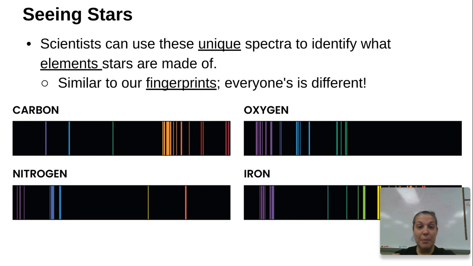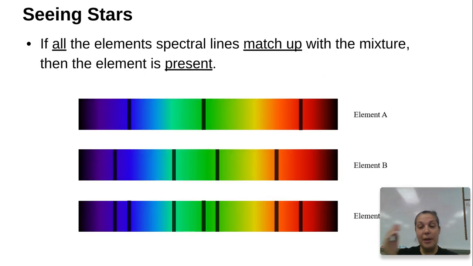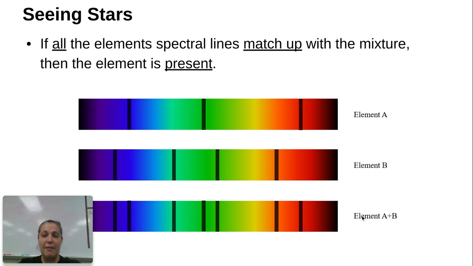So carbon and oxygen, we can see they are very different. Iron has some similar parts of oxygen. They have some similar colors, but they don't have all the same. Everything is unique. All right, so how do we do this? Well, if we look at a mixture, we can compare the elements that we know. If all the spectral lines within an element match up within the mixture, then we know that that element is present.